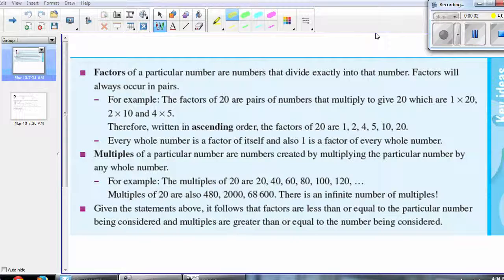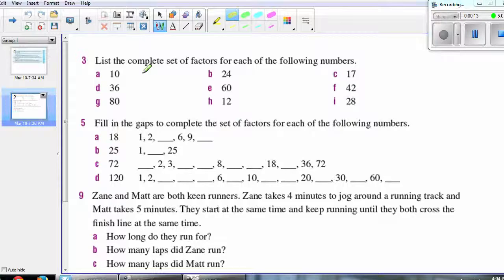Okay, so today we're looking at factors. So once again, if you have any problems in this chapter, just refer always back to the key ideas. Some really important points in there. Let's have a look at some of the questions.